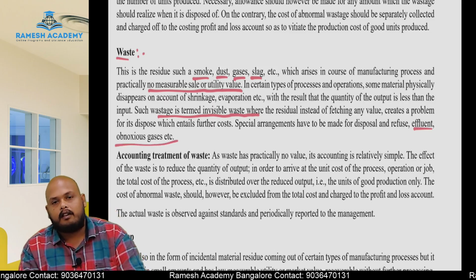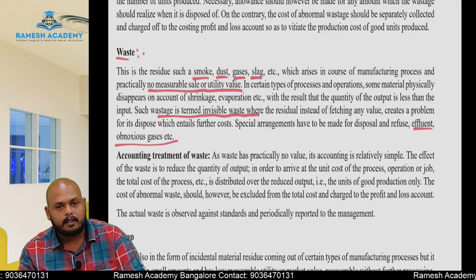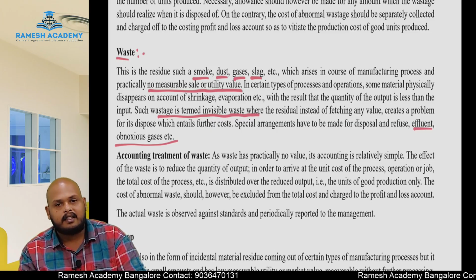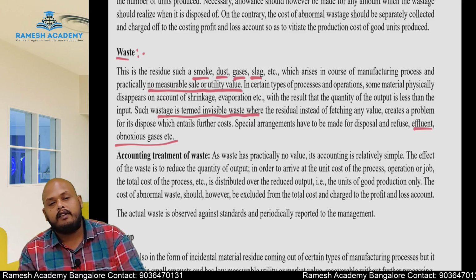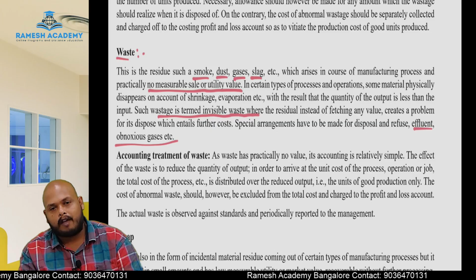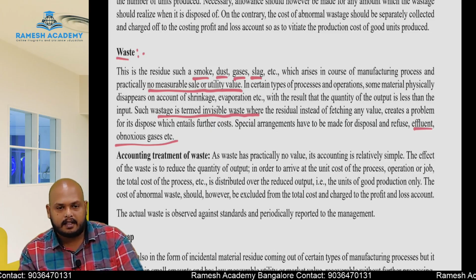Simple definition: wastage arises due to what? It arises sometimes from evaporation, shrinkage, smoke, dust, gases. Due to all these reasons, this wastage will arise. So this wastage will not have any realizable value. Evaporation means it will already evaporate, so what value will you get? What value will it fetch? Waste means dust will be there. Who will purchase dust?